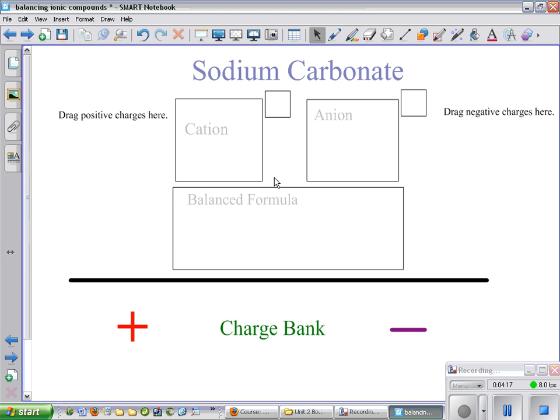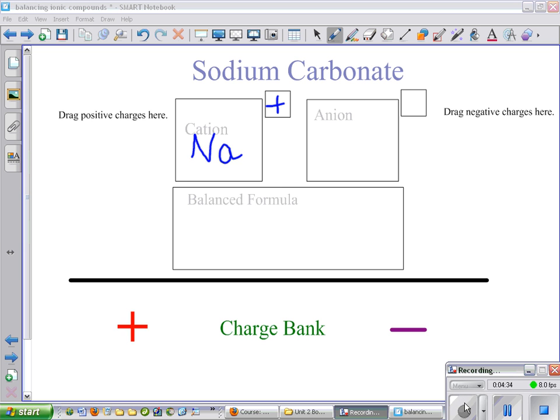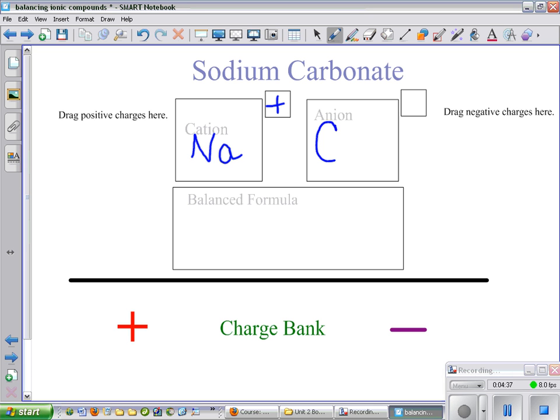Now if we want to go the other way from the name to the compound, this is sodium carbonate. We write the name of the cation first. Sodium is in the first group, so it's a +1. Carbonate is CO3 with a -2 charge. In order to balance it, there's only one of these, so in order to balance a -2 charge, we're going to have to include 2 of them.